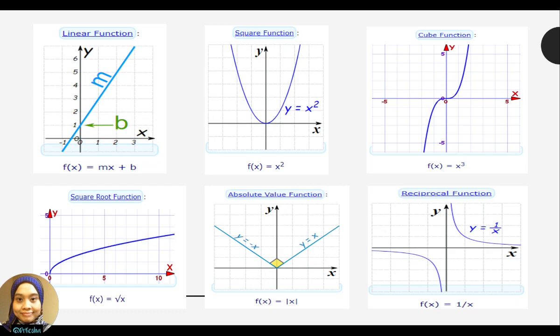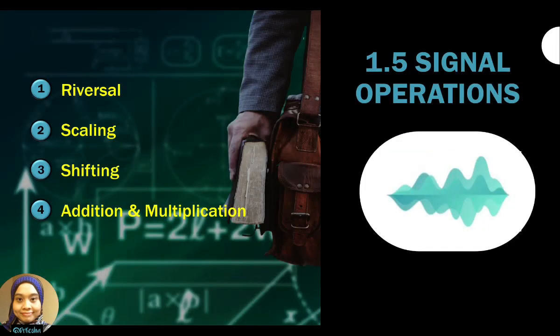Right, so these are some of the functions illustrated by the cartoon. Try to see each one of them, and if you can, please remember the shape of the function, so that whenever you are given this function, you know what will be the shape of the graph. Okay, and yeah. So next is about signal operation.